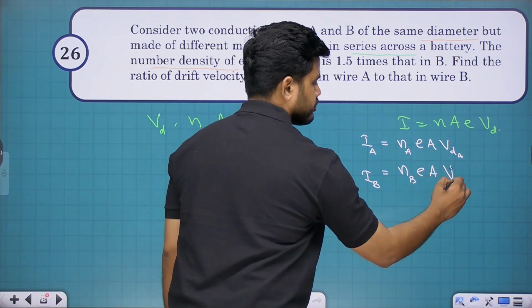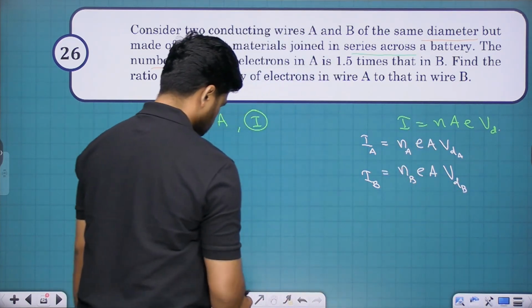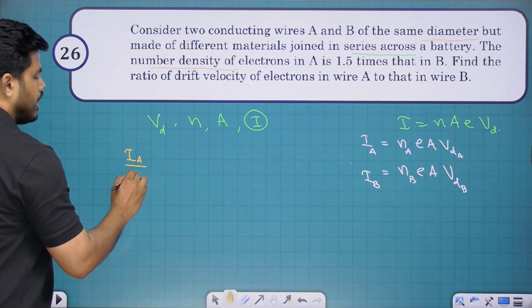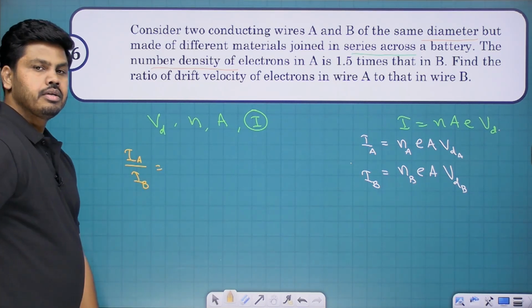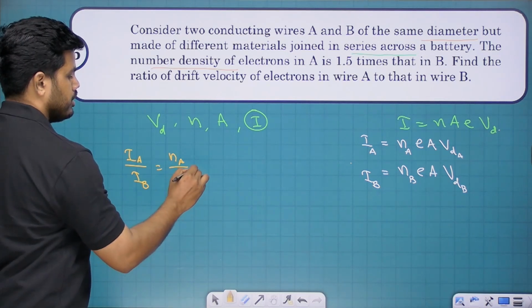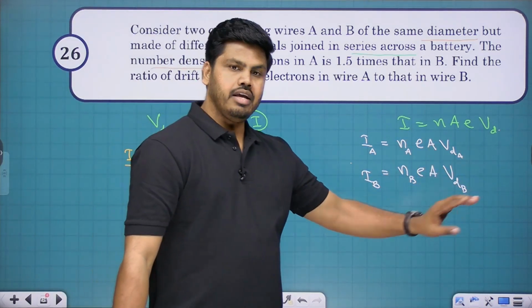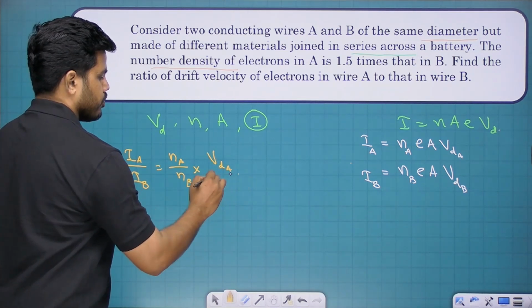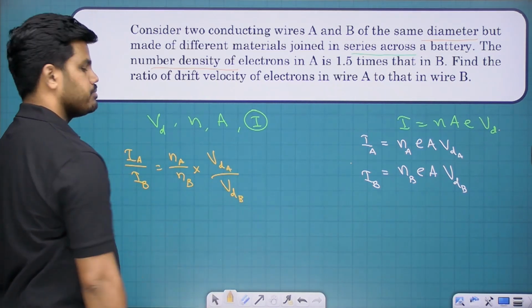E, A, drift velocity of B. Take the ratio, we get the answer. See, IA by IB is equal to NA divided by NB into E and A gets cancelled because they are same for both the cases, times drift velocity of A by drift velocity of B.